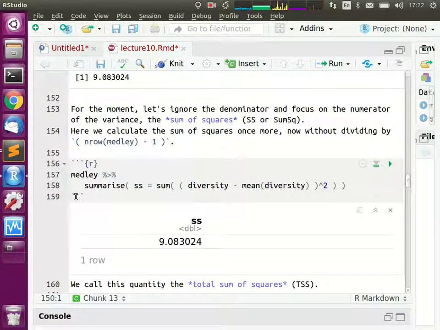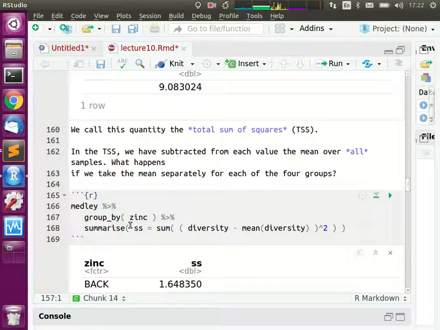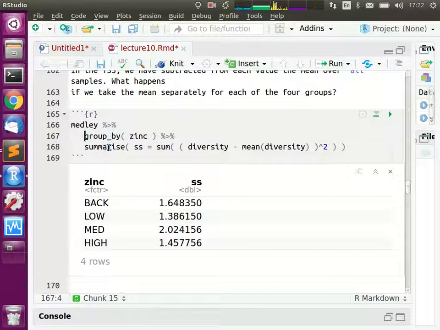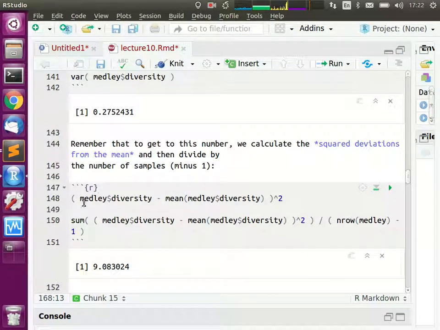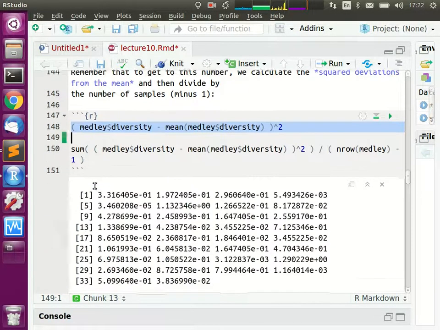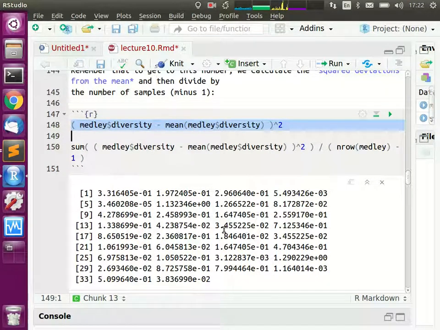Here I have written again how I calculate the sum of squares, this time in tidyverse notation. I say here diversity minus mean diversity, squared, and the sum. And now I do this again, and this time I put here a group by zinc. You remember, group by means that the next summarize should be done for each group separately. Now I have essentially taken all these squares here, and I changed two things. First, I didn't simply add them all up, but I added the 4 groups up separately. And second, I don't subtract the overall mean, but I subtract the mean of the individual groups.